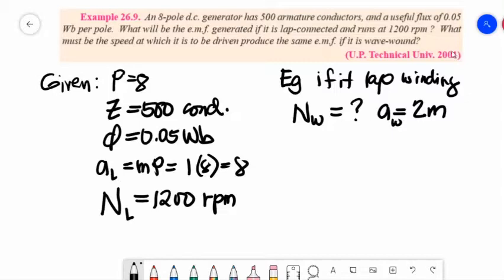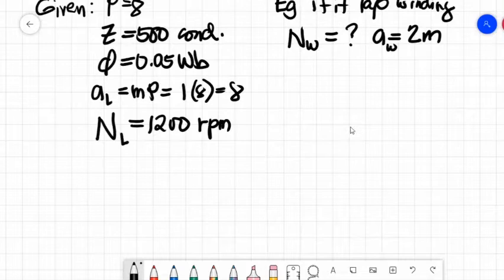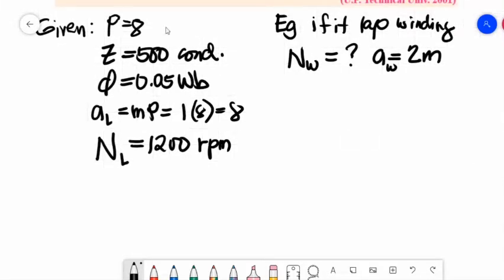The same EMF. So the EMF here at lap that we will be calculating is the same EMF at wave. So what will be its speed? Okay? So first we will solve the generated EMF when it is lap connected.